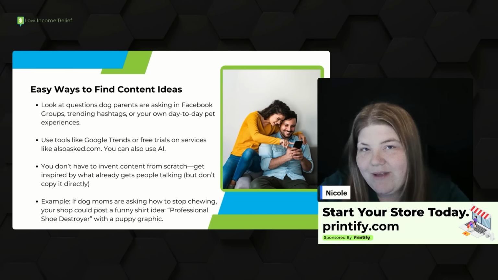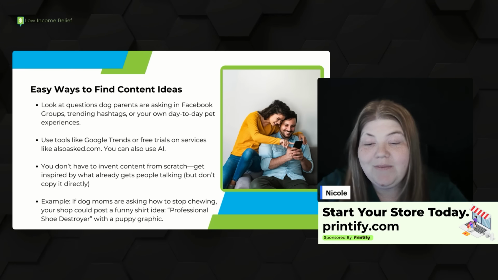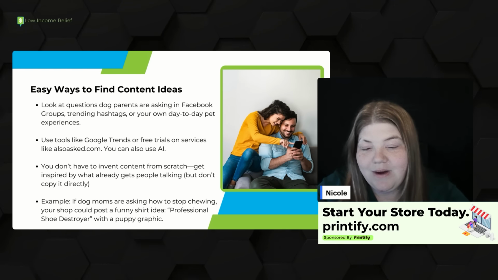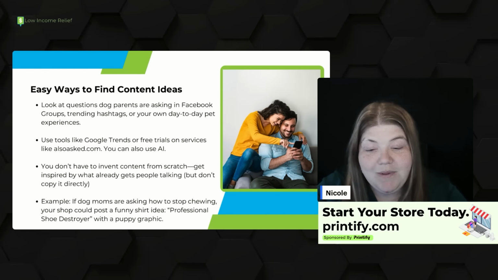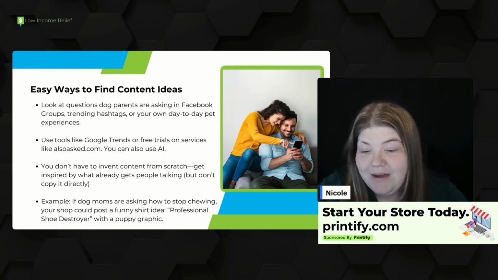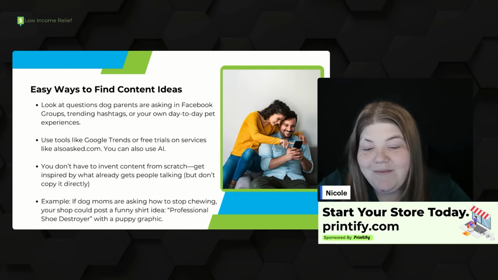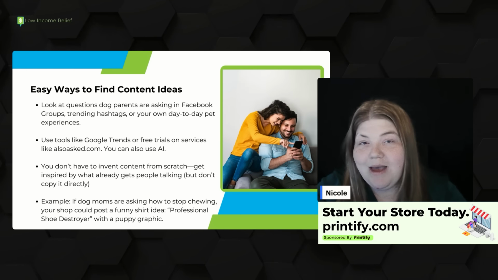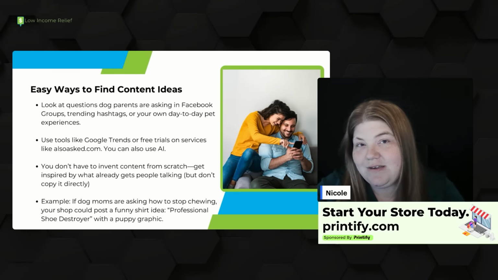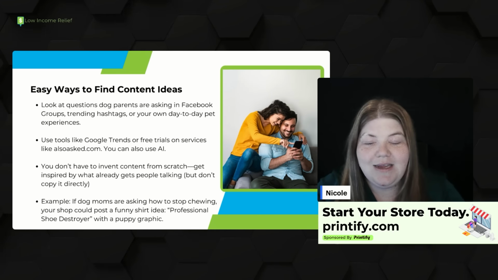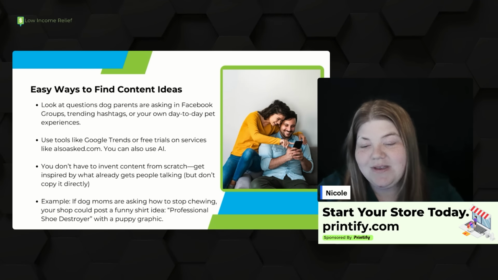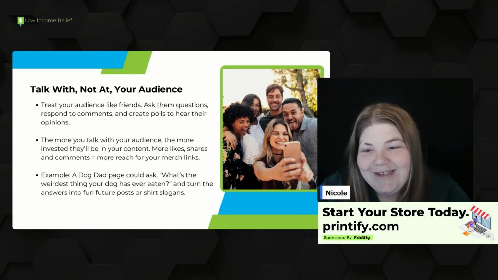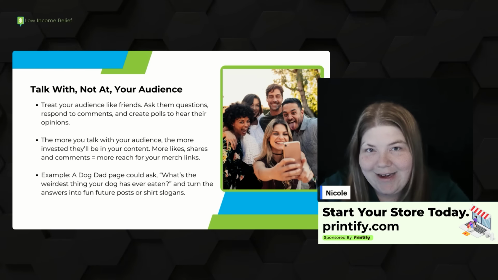Ultimately, you don't have to invent anything from scratch. You can get inspired by what's already getting people talking, and you can put your own unique spin on it to make it your own. For example, if you notice a lot of people are asking about how to get their dogs to stop chewing on things, your shop might decide to make a funny shirt idea about a professional shoe destroyer with a puppy graphic on it. And then you might make a post about tips to get your dog to stop chewing, or funny joke type memes about it, and then post the link to that shirt in the comments to start generating some sales.